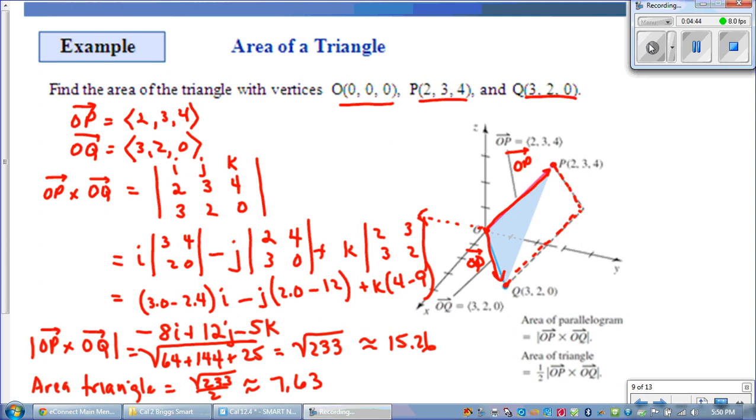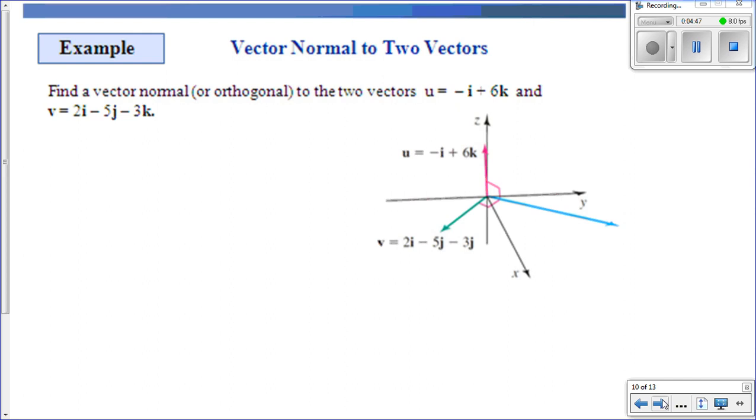Okay. Now let's look at another application. Let's say we want to find a vector that's actually normal or orthogonal to two vectors. So we have the vector u, negative i plus 6k. So negative 1 down the x-axis, 0 down the y-axis, and 6 upward. We have v, which is given by 2i minus 5j minus 3k. And we want to find a vector that's orthogonal to those two.